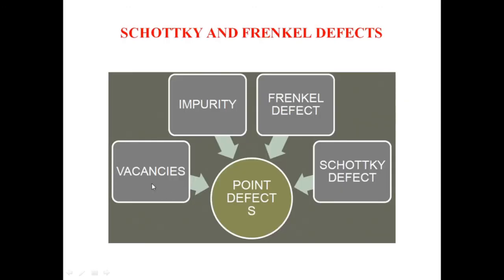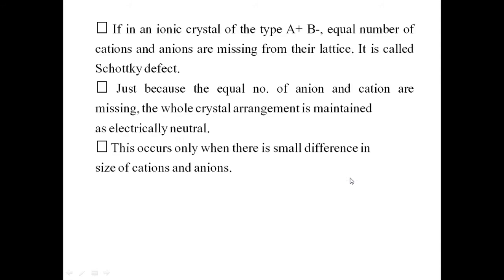These vacancies are shown in Schottky defects. If in an ionic crystal of the type A plus B minus, an equal number of cations and anions are missing from their lattice, it is called a Schottky defect.